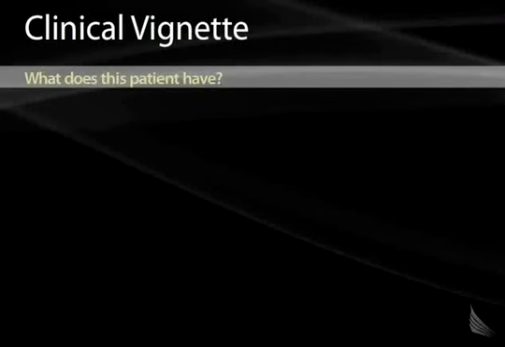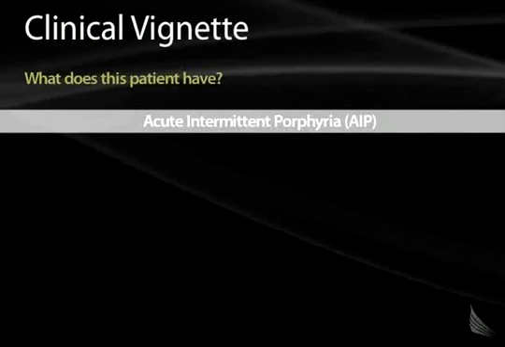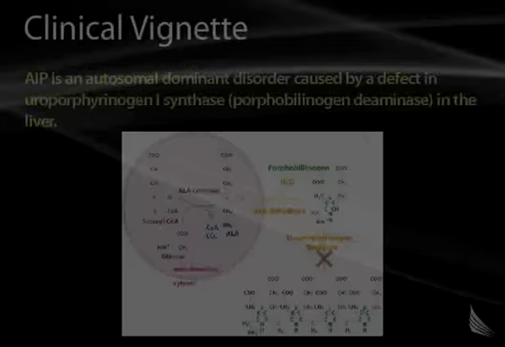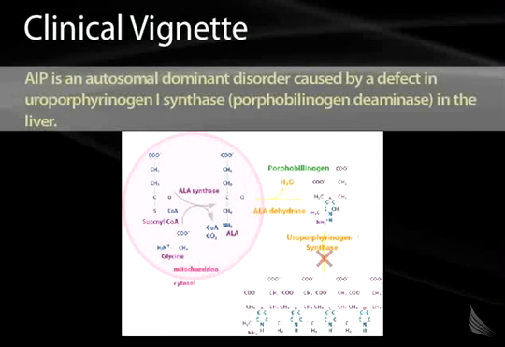This patient has a disease called acute intermittent porphyria, or AIP. AIP is an autosomal dominant disorder caused by a defect in the third step of heme synthesis, the uroporphyrinogen 1 synthase, or porphobilinogen deaminase. And this is an enzyme that's found in the cytoplasm of liver cells. And you can see it illustrated here. Here's ALA synthase, which is the committed step. There's a second step which forms porphobilinogen, and then this is combined to form a long chain of these things, which are then brought together to form the ring that we see in porphyrin rings.